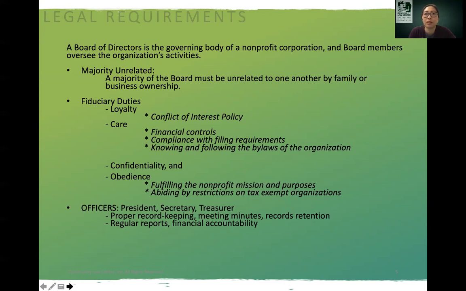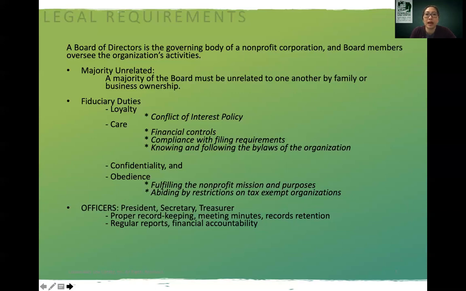Every board member should understand the nonprofit's mission and purposes, and each person needs to know which activities are allowed and which are prohibited for your tax-exempt organization. Every board member should be familiar with how the organization is supposed to run, including what is in the bylaws, such as for elections, proper notice giving, and other procedural matters. And every board should know and follow all of their filing requirements, both with the state and with the IRS.